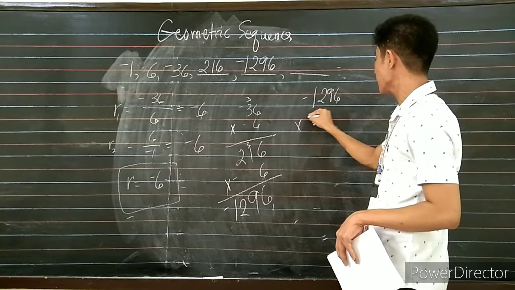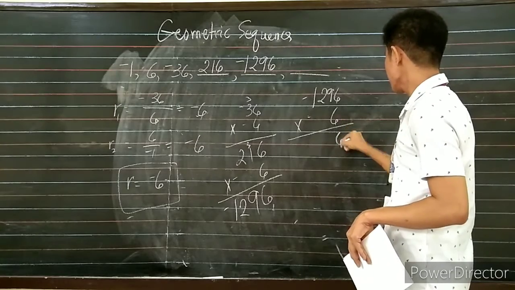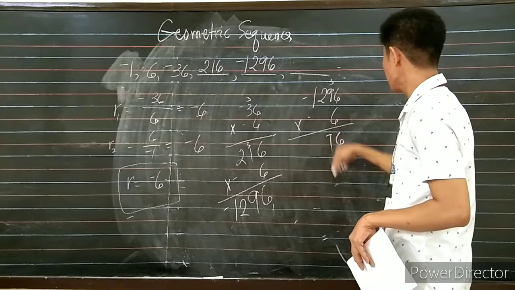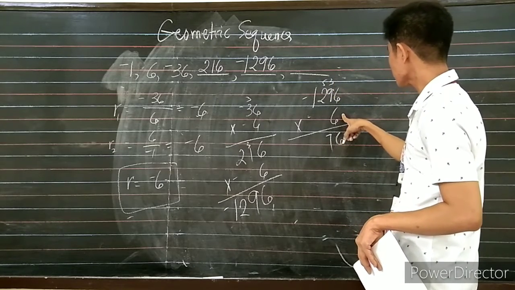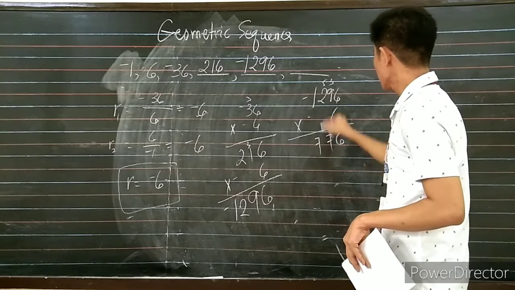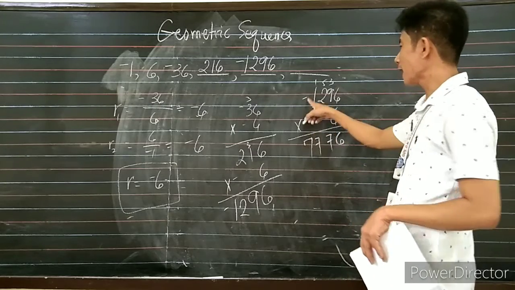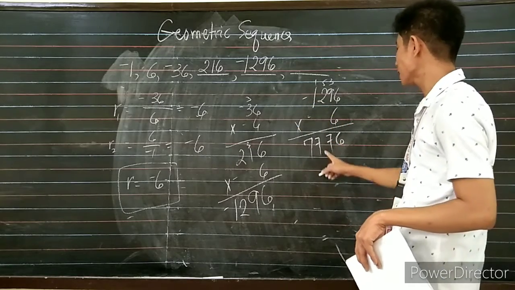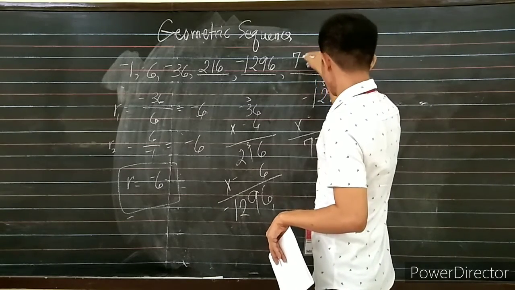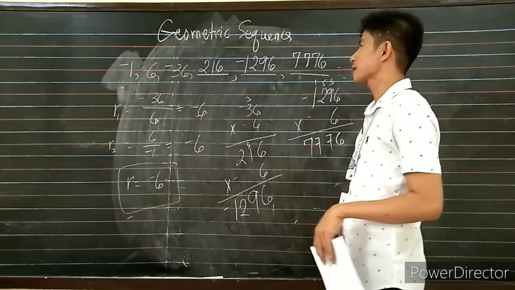Next, negative 1,296 times negative 6 is equal to 36 carry 3, 54, 57 carry 5, 12, 17, carry 1, 6, 7. Negative times negative is positive, therefore the next term is positive 7,776.